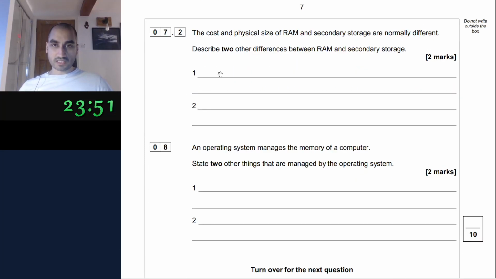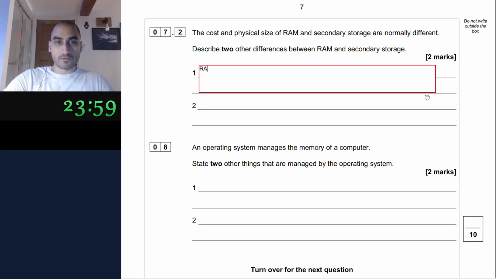The cost and physical size of RAM and secondary storage are normally different. Describe 2 other differences between RAM and secondary storage. RAM is faster to read and write to.